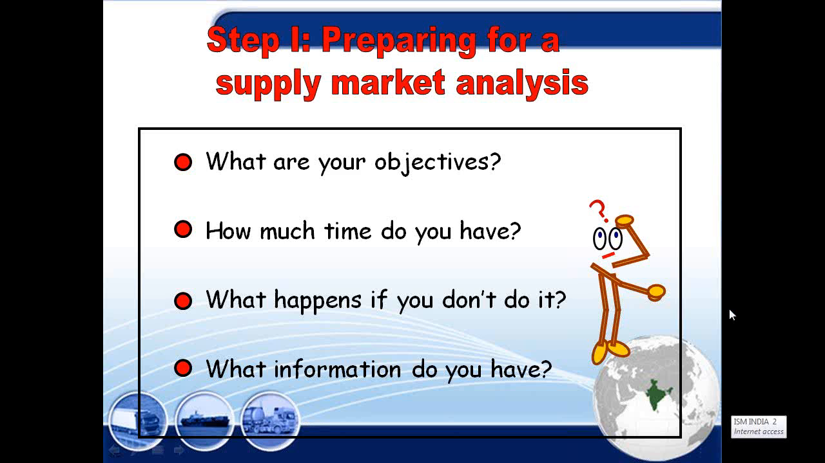And how much time do you have? That's very important, because these exercises take time. What happens if you don't do it? Suppose you've gone all the way around, found new supply sources in Timbuktu, and then you find the supplier is not able to deliver to you. What information do you have? On what basis are you making the decisions? That's what makes up step 1. So step 1 is just to make up your mind framework. Should I do it? What is my purpose? Why do I want to do it? What data do I have before I jump further?